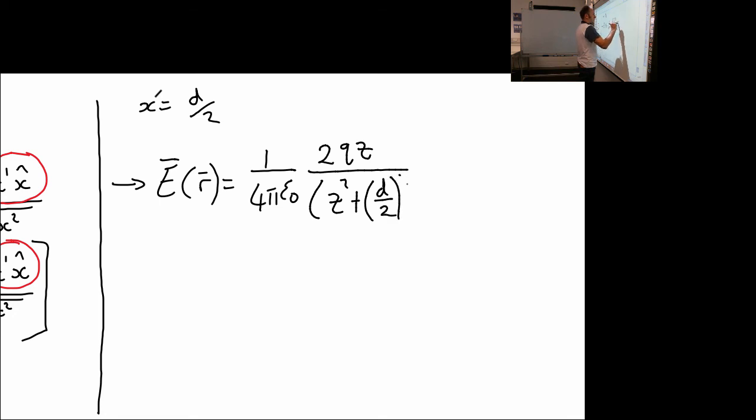And what we have here is x is equal to d over 2. So just to write it out in full then, we have E is equal to 1 over 4 pi epsilon naught, by 2qz divided by z squared plus (d over 2) squared, where d is the distance between the two charges, to the power of 3 over 2, in the z hat direction.